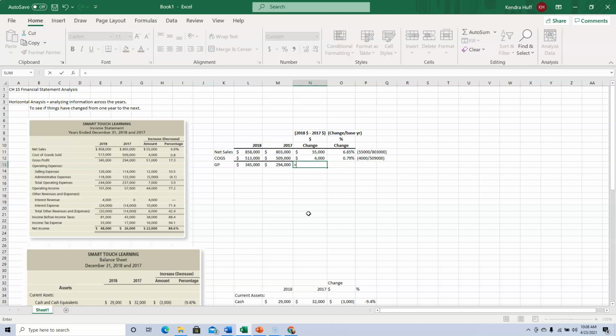Oh, I did it backwards, didn't I? There we go. All right, so gross profit ended up increasing by 17%, which is a pretty good amount.